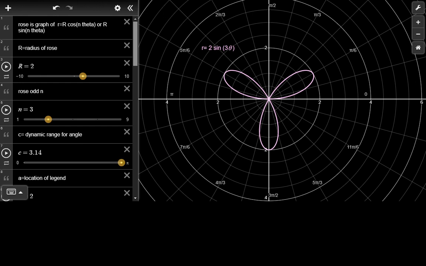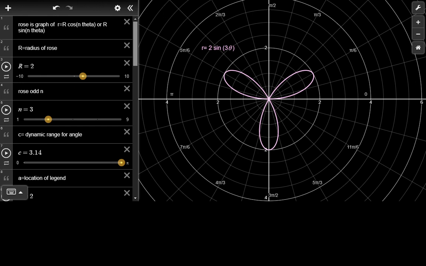I made this little page here to explain this graph to you. Suppose I want to explain how we trace 2 sine of 3 theta. We said several factors are present here. One is the radius of the rose. The other is whether we are using the sine or cosine function. And the third factor is what kind of number we have here: is it even or odd? In some cases we had a split there as well.